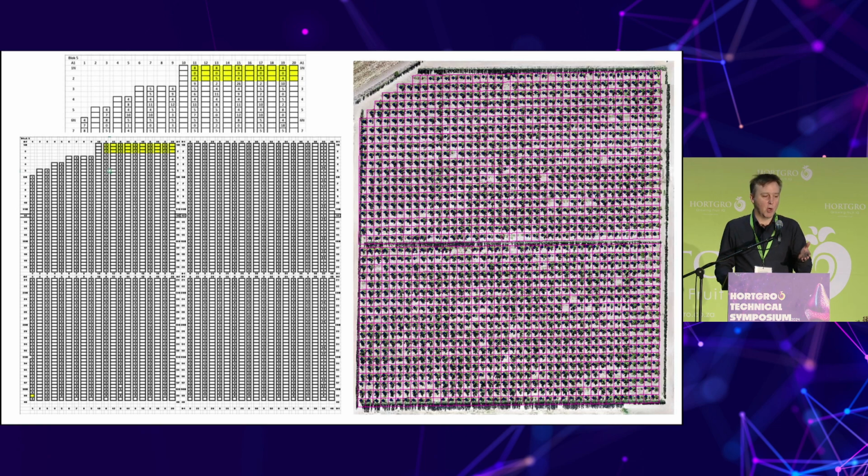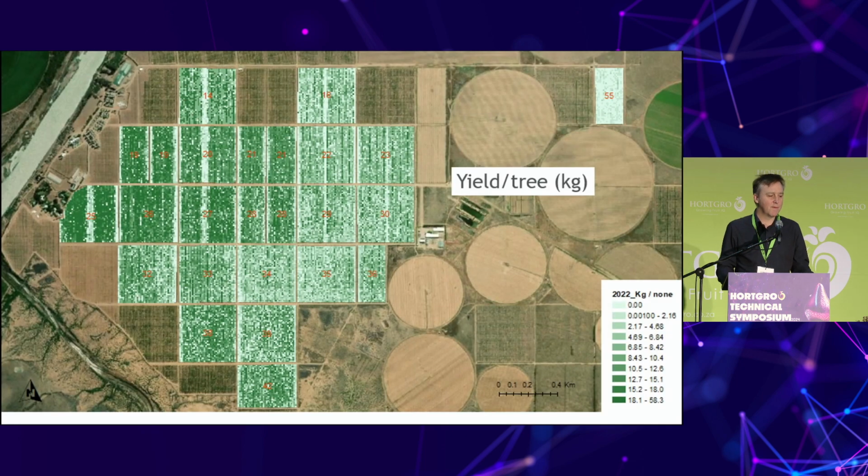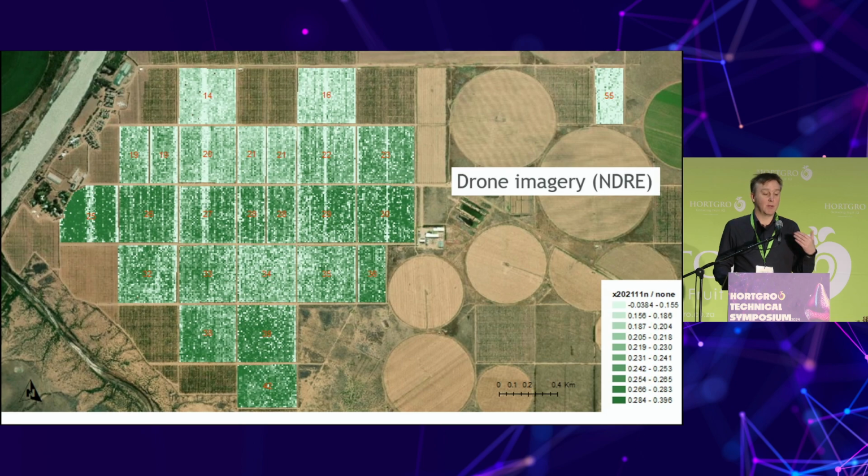And this is just one block, and basically my job was to relate the Excel sheets that they used to capture the yields to the actual trees and relate that to the drone imagery. So that was quite a big task, but we did that for all of these blocks, and now we can have a yield per tree map like this. And then I related this to the drone imagery.